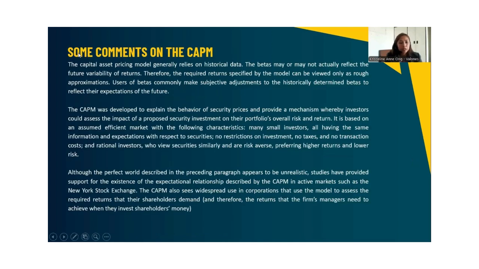Okay, let's read some comments on the CAPM. The capital asset pricing model generally relies on historical data. The betas may or may not actually reflect the future variability of returns. Therefore, the required returns specified by the model can be viewed only as a rough approximation.